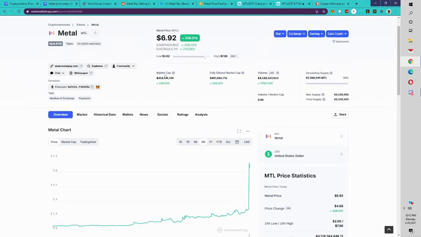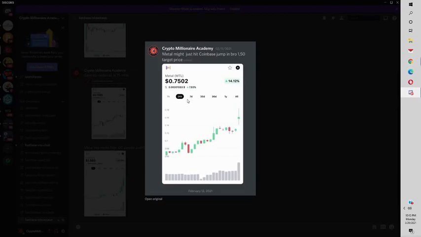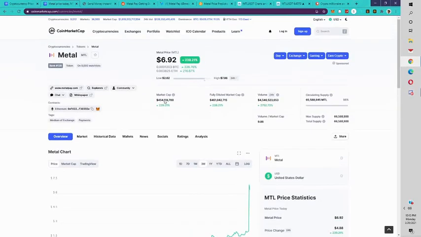We were talking about it in VIP at 75 cents. Once again, I can't believe we were talking about it a month and a half ago. And this is why being a part of VIP is so important.